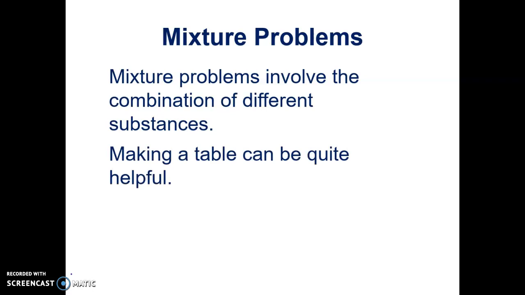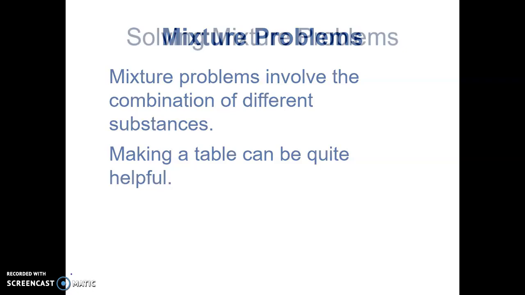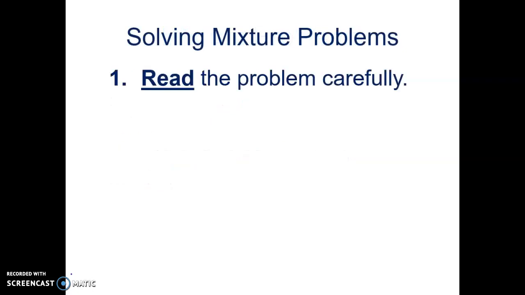Making a table is going to be what's most helpful to us when we're trying to solve mixture problems. When solving mixture problems, we want to do these things. First, we want to read the problem carefully. We'll create a chart that helps us keep track of what we already know, and we'll use one variable to represent the information that we don't know.